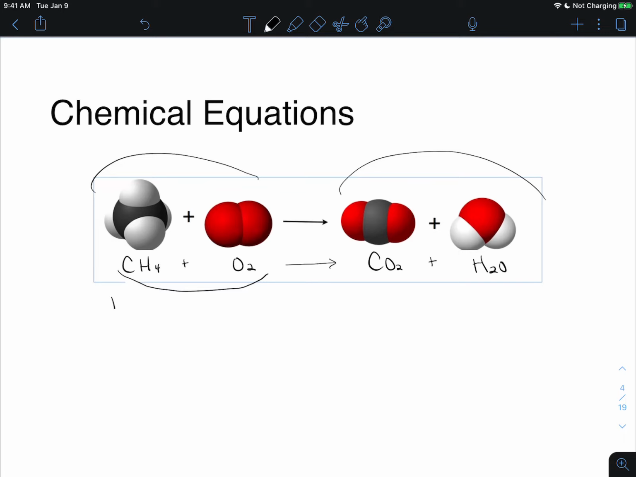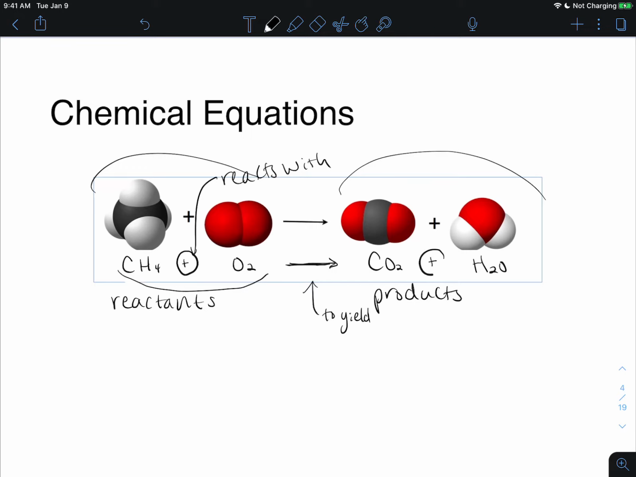Everything on the left side is called a reactant. The things on the right side are called products. Reactants and products. The arrow that I drew means to yield. And then any plus on the left side means reacts with. And then the plus signs on the right side are just an addition of the products. Two or more products are indicated by having that plus sign.